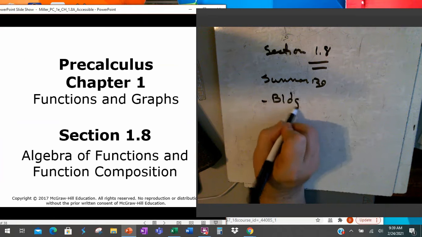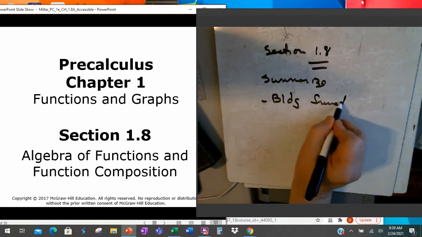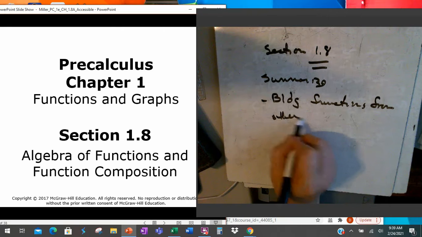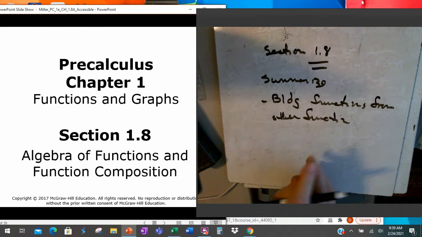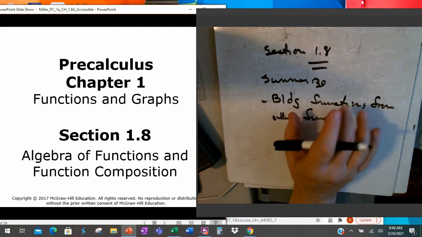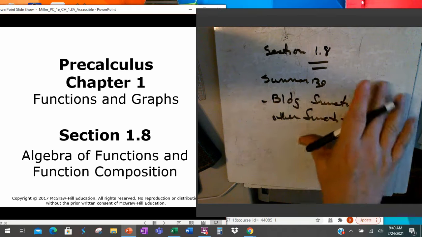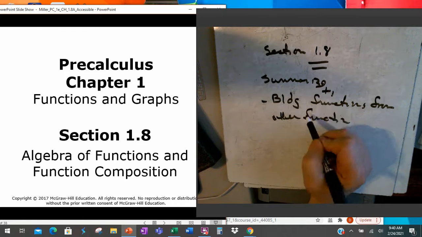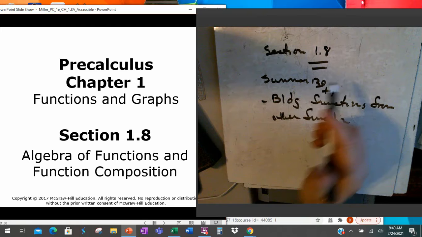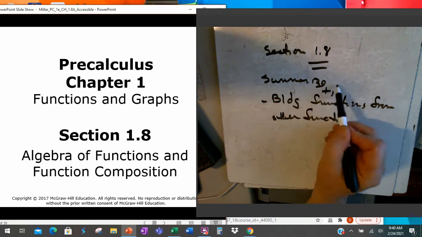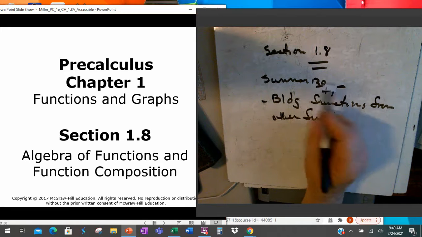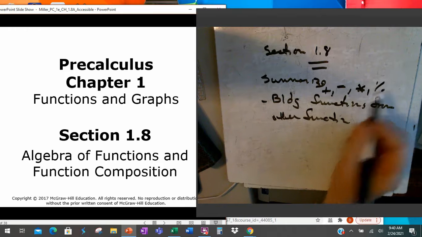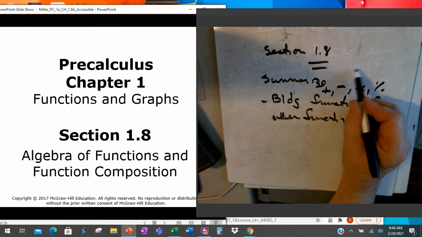Building new functions from other functions. Okay. So we're going to start out with a couple of functions, and then we're going to build new functions from those. So what can we do? We can add two functions. We've done this in basic algebra when we're just putting together things. We can subtract one function from the other. I can multiply, I can divide, and finally I can do this thing called composition.